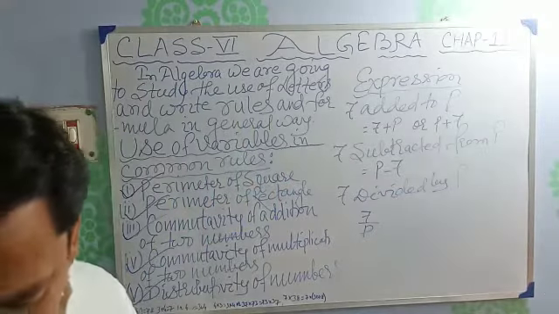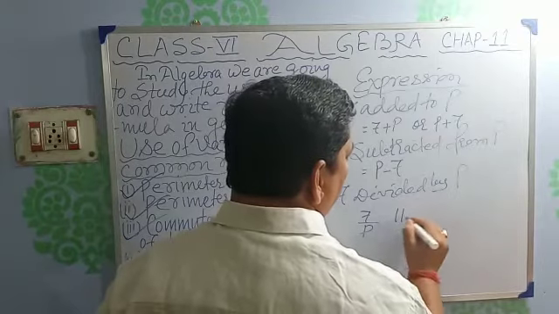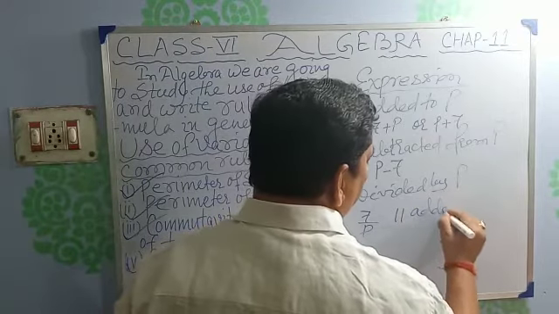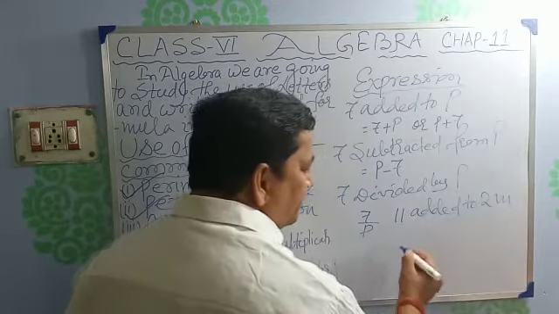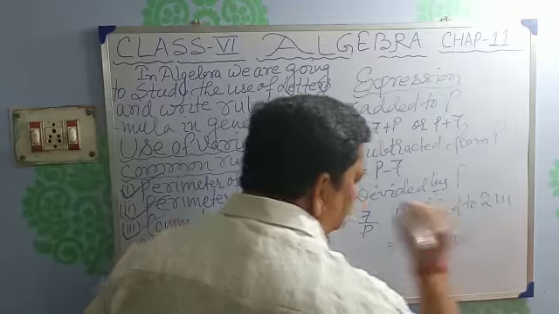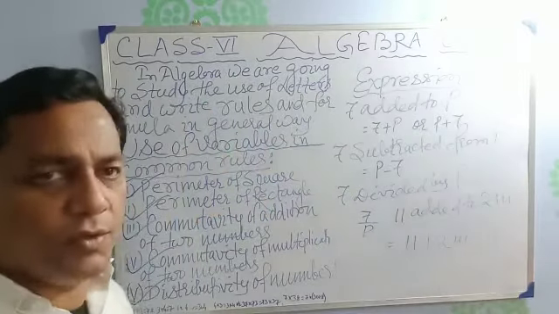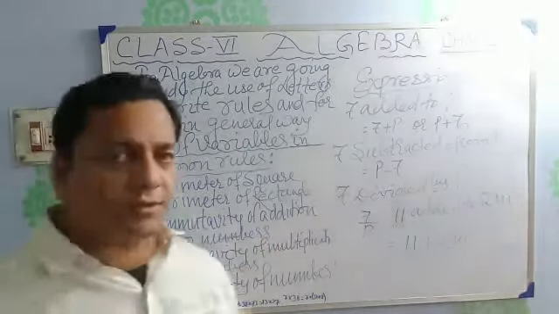Now class 6, you see 11 added to 2m, that means we can write 11 plus 2m. So these are the expressions, these are the algebraic expressions.